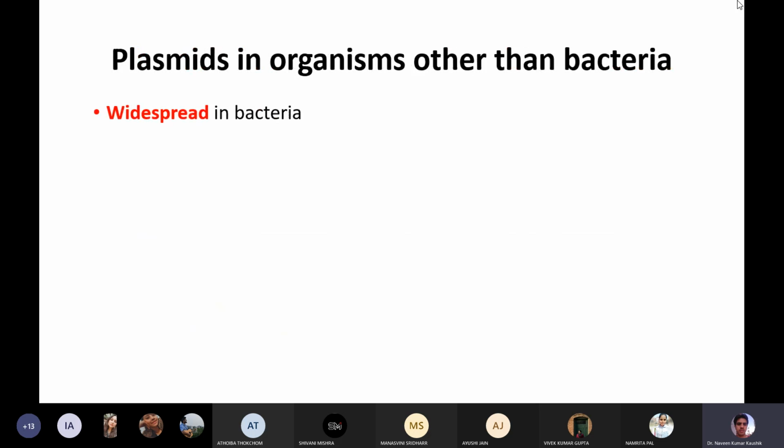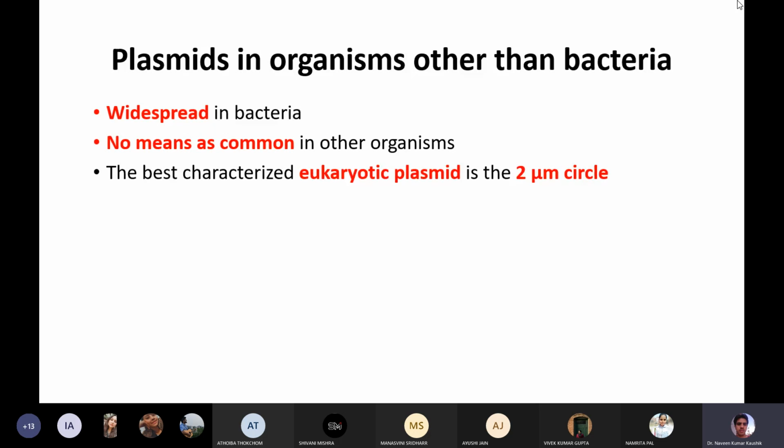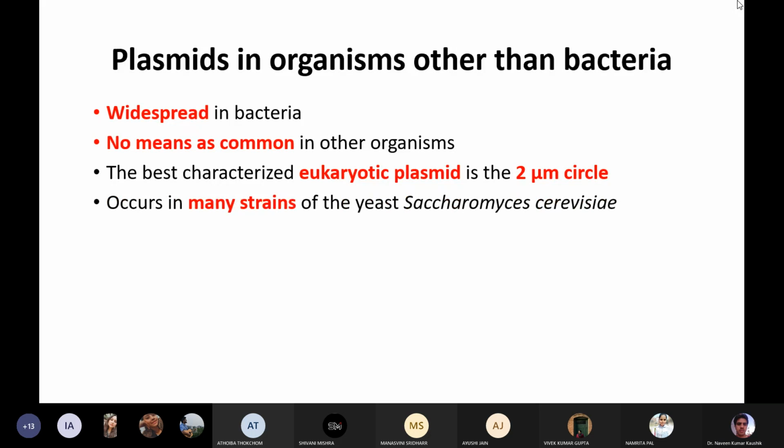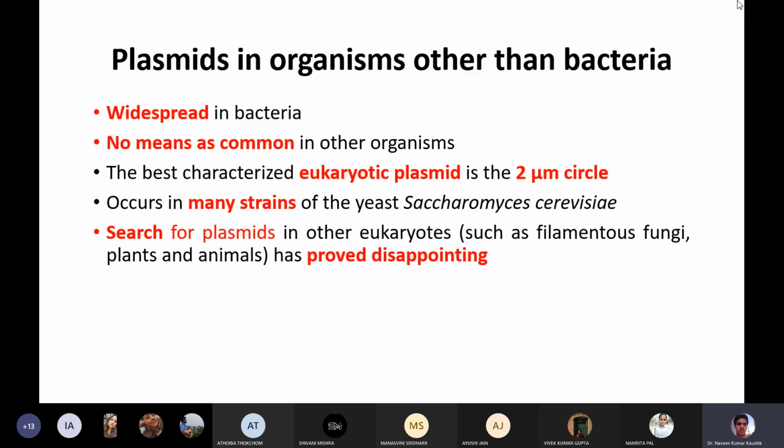It's not just bacteria that have plasmids. Many other organisms also bear plasmids, such as yeast. Yeast has a 2 micron circle; it is called that because of its size. It is a type of eukaryotic plasmid. Yeast is a simple example that carries this 2 micron circle, found in many strains of Saccharomyces cerevisiae.